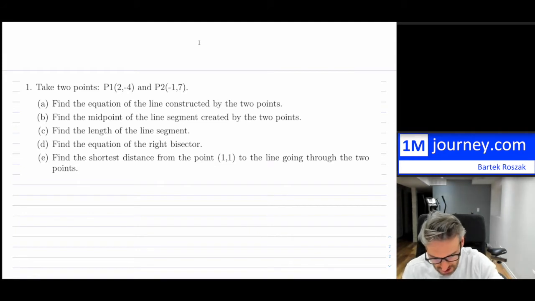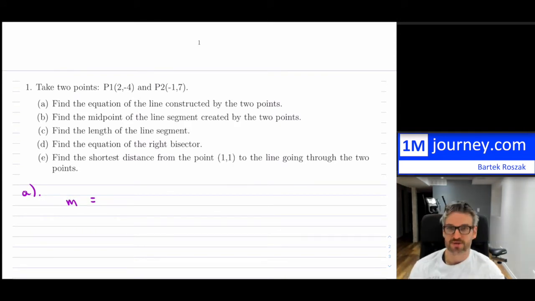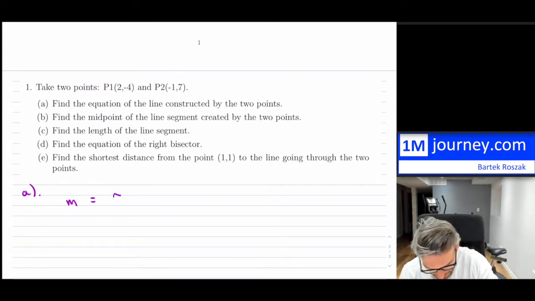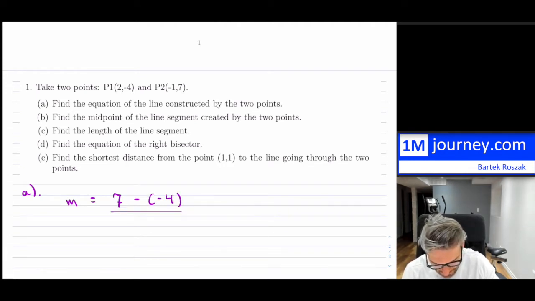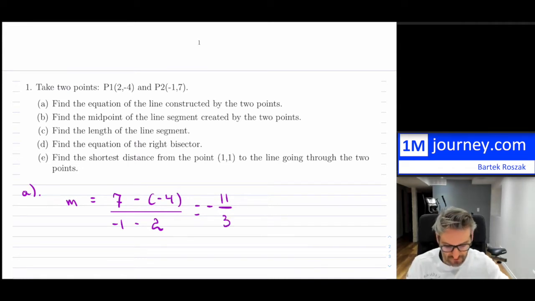Whenever you're constructing an actual line, you're going to have to find the slope. Slope is rise over run, so y2 minus y1 over x2 minus x1. That is pretty simple. Here is your rise, and here is your run. This comes out to 7 plus 4, so this is 11, over 3, and I'll put the negative in front, it doesn't matter where it goes. So that's our slope.